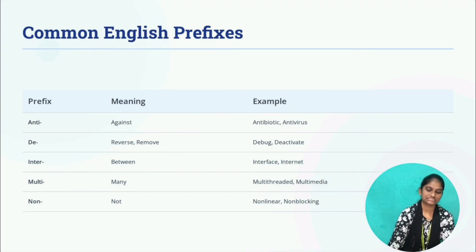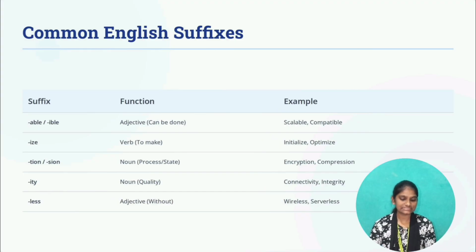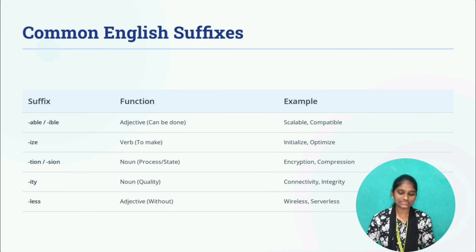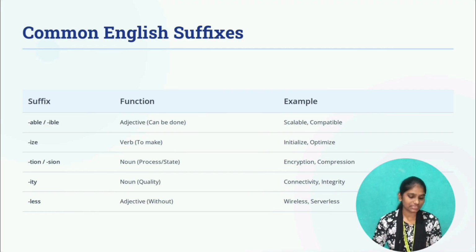Common English suffixes. The suffix able or ible is an adjective. Some examples are scalable, compatible. The suffix ize means to make, and it is a verb. Some examples are initialize, optimize. Tion or sion means process or state. It is a noun. Encryption and compression are examples.